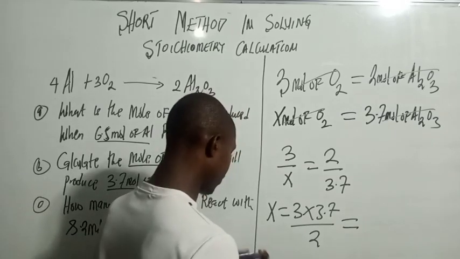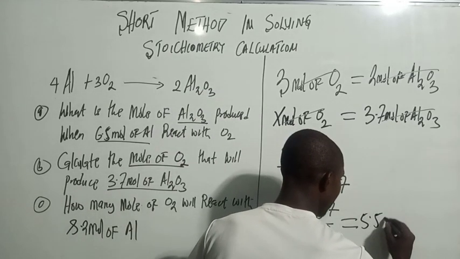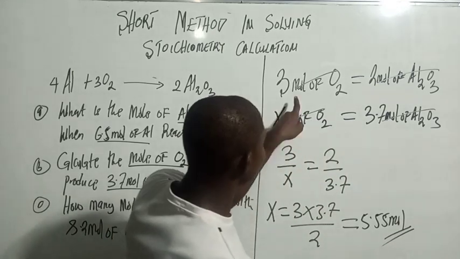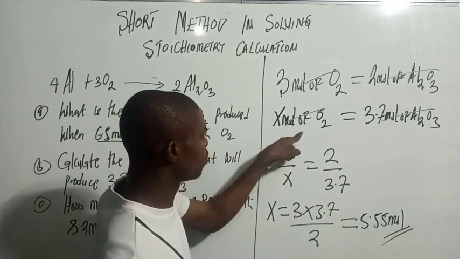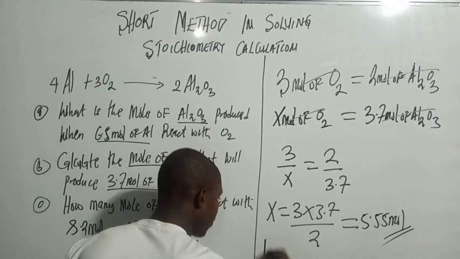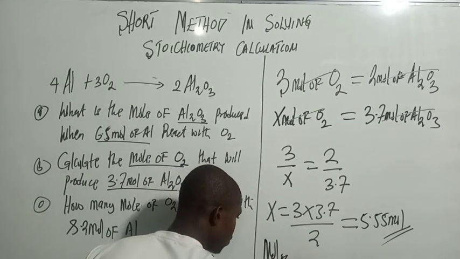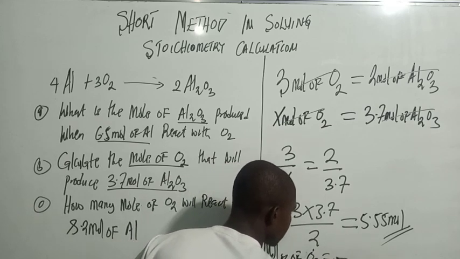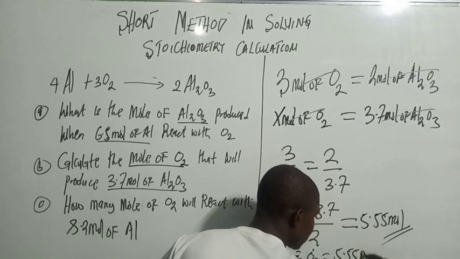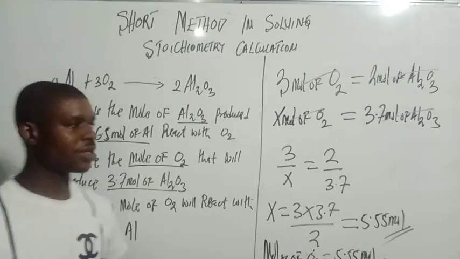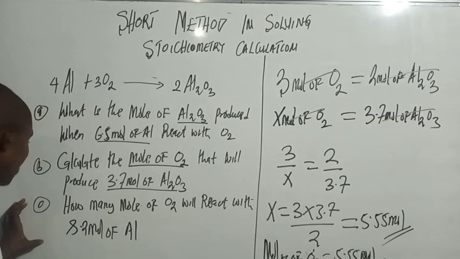So here I have 5.55 moles. Now, do you know the reason why it's moles? Because they are looking for the moles of O2. So here I can say that the moles of O2 is equal to 5.55 moles. That is the answer. So you can see how easy and short this method looks. So go ahead, try this one for me.